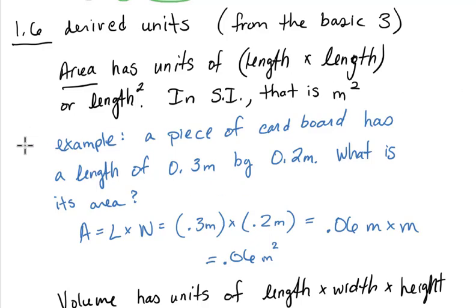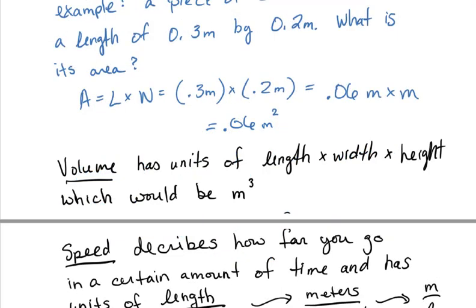As an example real quick, a piece of cardboard has a length of 0.3 meters by 0.2 meters. What is its area? Area is length times width, so you multiply them together. And so you do the 0.3 times the 0.2, and you get your 0.06. But you also have to multiply the units. So meters times meters, right? But a meter times a meter could also be written as a meter squared.